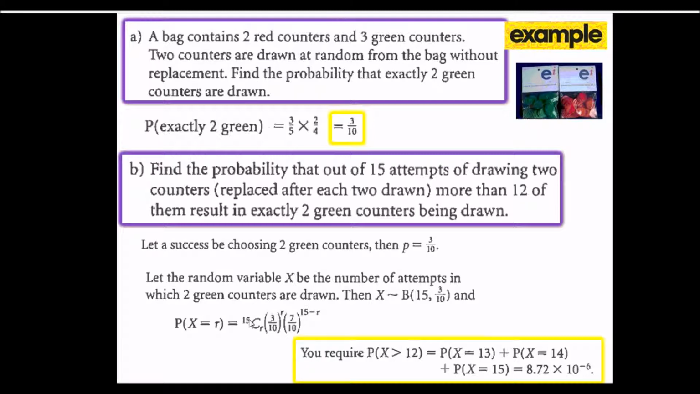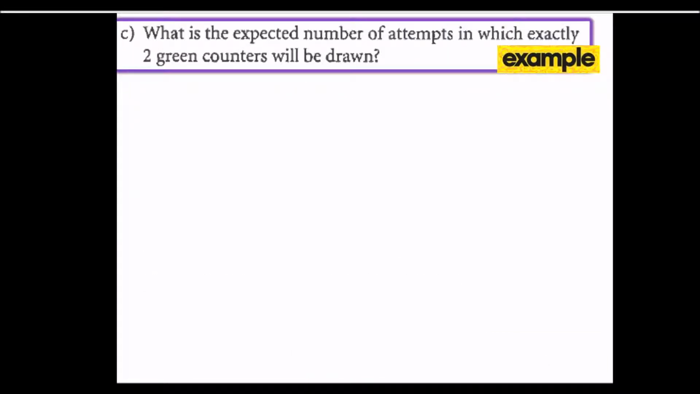So you've got to work out the binomial coefficient for 15C13, and so on, and then 15C. So you've got to separately work them all out. And then in the end, you'll get 8.72 times 10 to the minus 6. Pretty painful. C, what is the expected number of attempts in which exactly 2 green counters would be drawn?